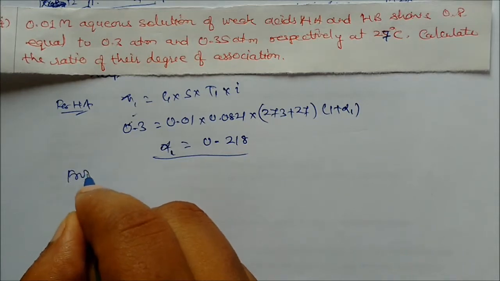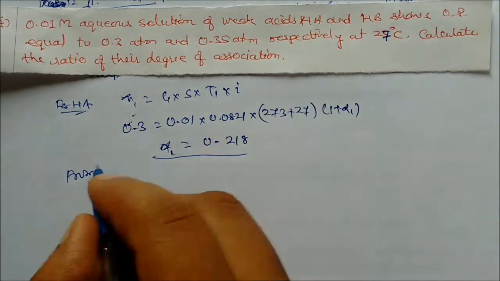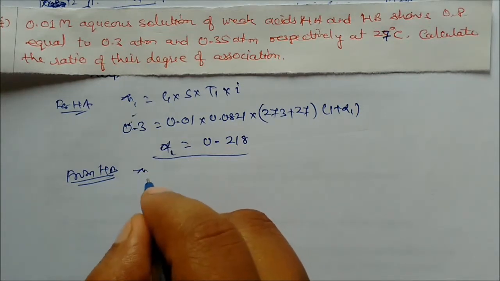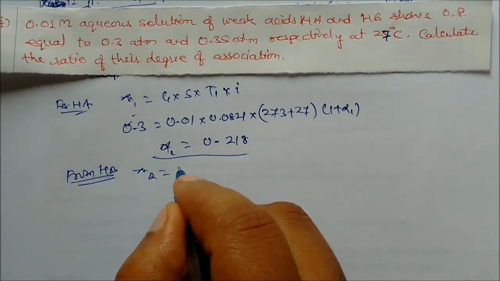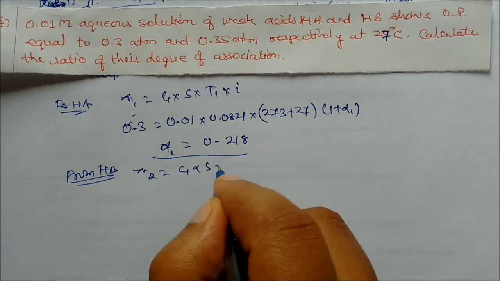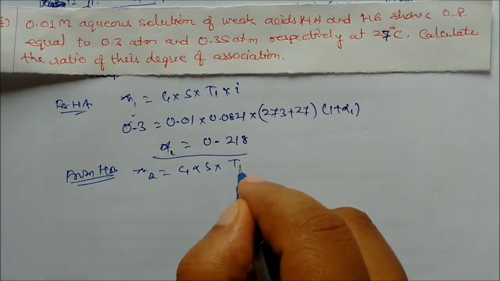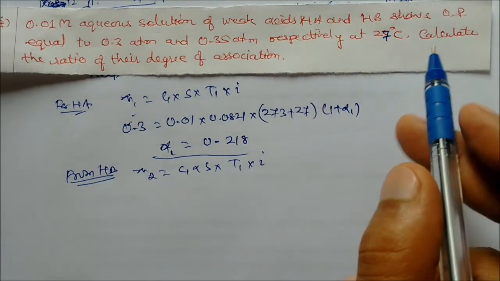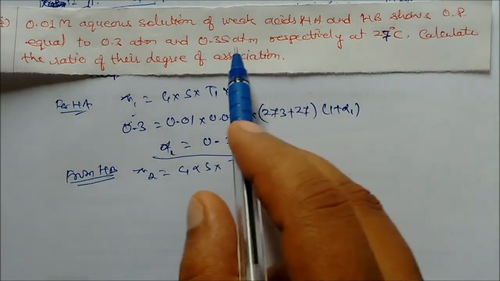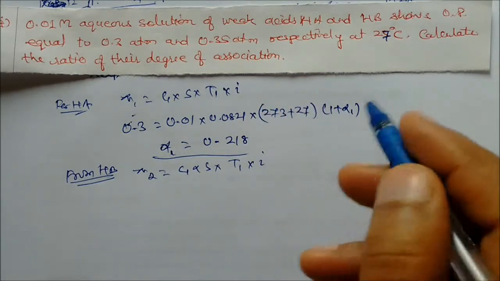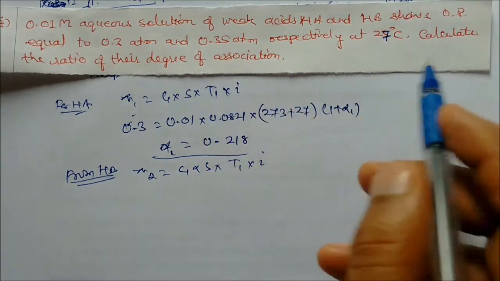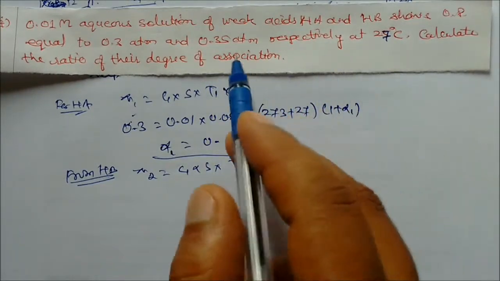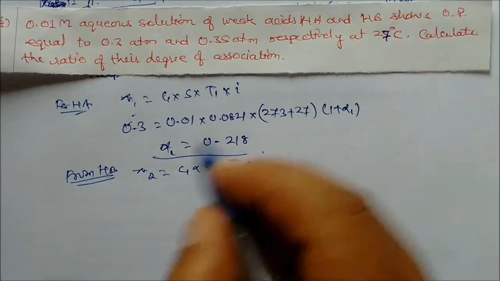Again for the second acid, that is HB, we put the same values: pi equal to concentration, the same concentration, the solution is the same, and the temperature is also the same. But the pressure is different, so i will change as per the pressure, and alpha will also change according to the different pressure. It depends on the pressures.